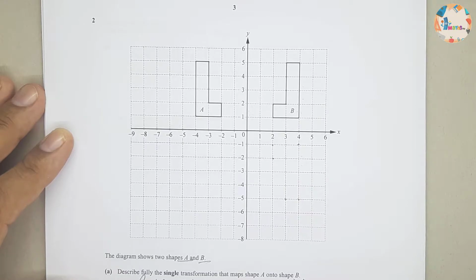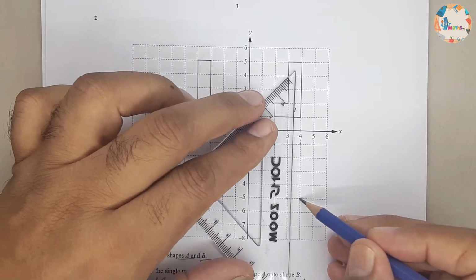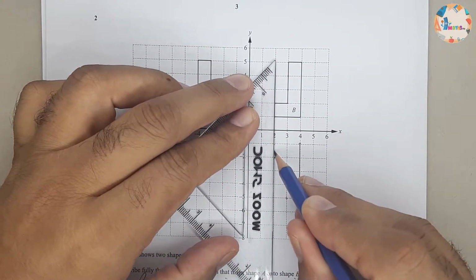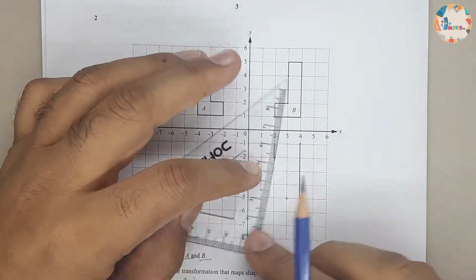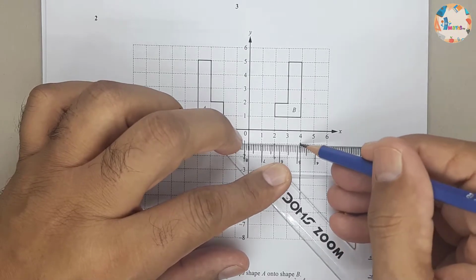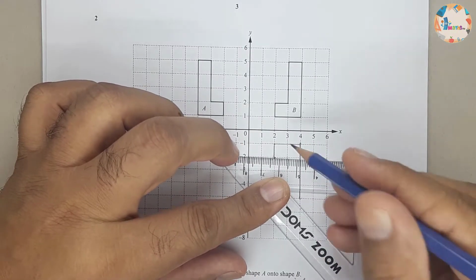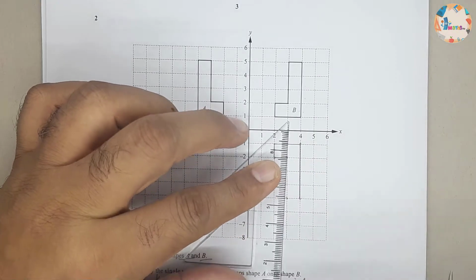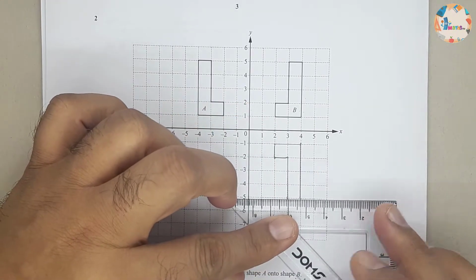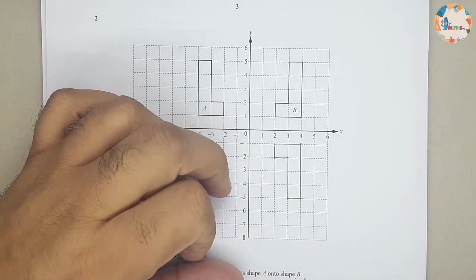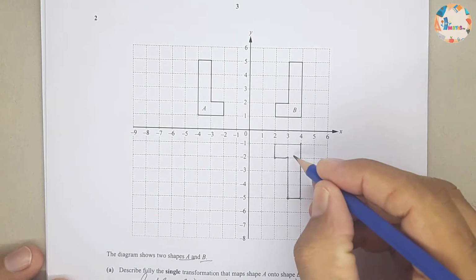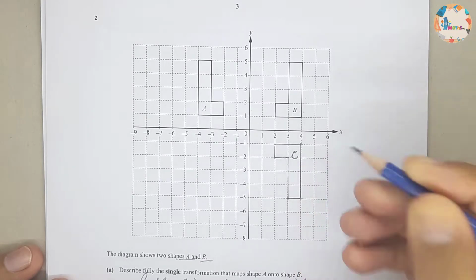So after identifying the points, we can join these points to get the reflected shape. So we can draw this to this one and join this as well. So this will be our reflected diagram, and we have to label this one as C. So this will be our answer.